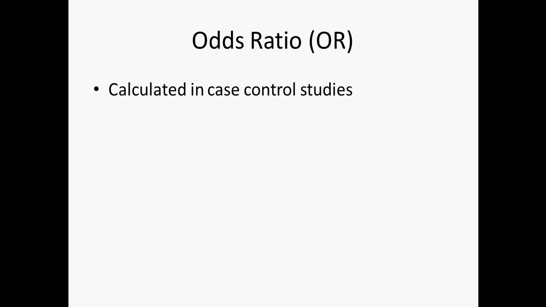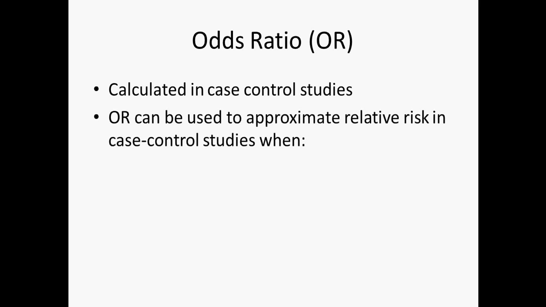The reason why we calculate an odds ratio in a case control study is because case control studies include people who already suffer from the disease. So we cannot get incidence of a disease in a case control study. So what we get is prevalence of the disease, and the measure of association we calculate in case control studies is known as an odds ratio.